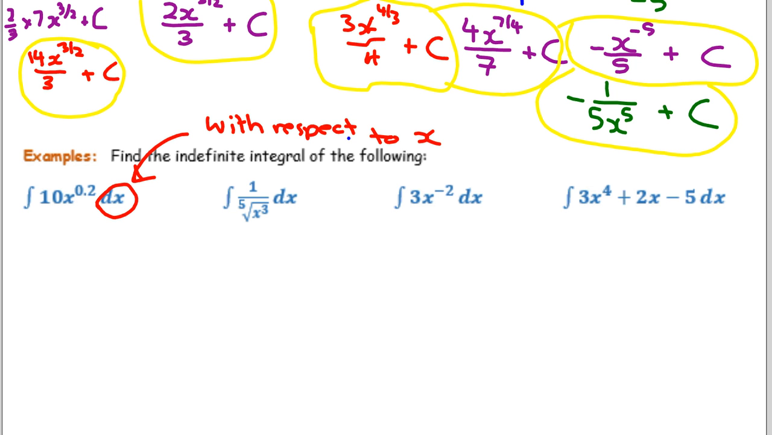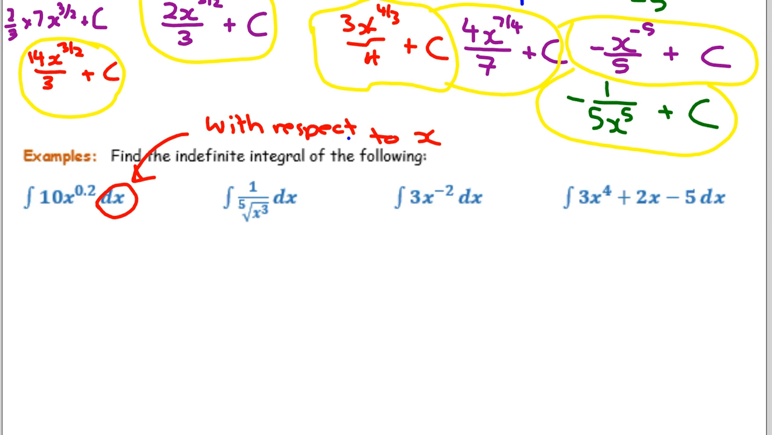So the function technically is just 10x to the 0.2. That's what the function was. So this symbol doesn't mean find the derivative, it means integrate, do the opposite step. So our answer is going to have plus c in it. What will be the new exponent? 1.2. Good. How did you get 1.2?